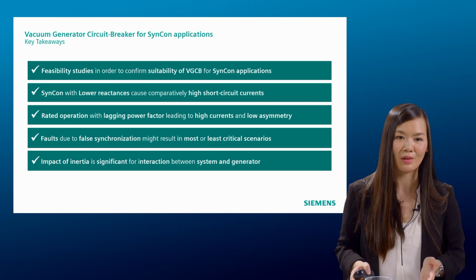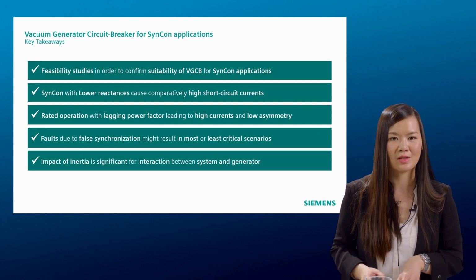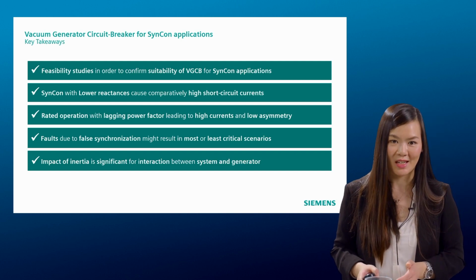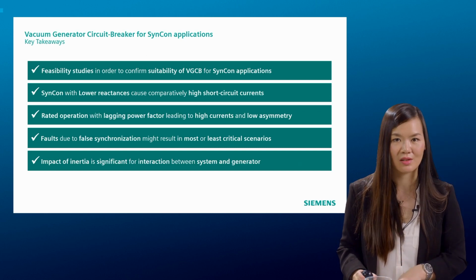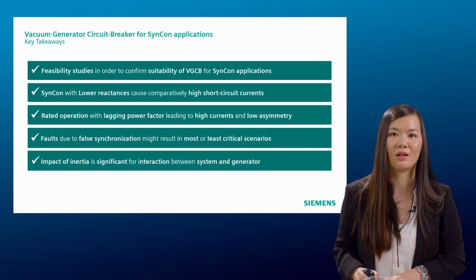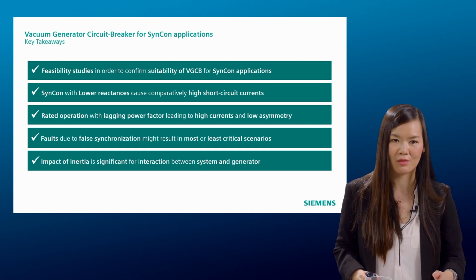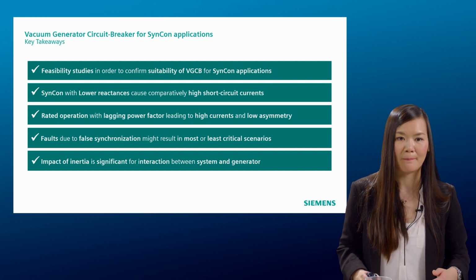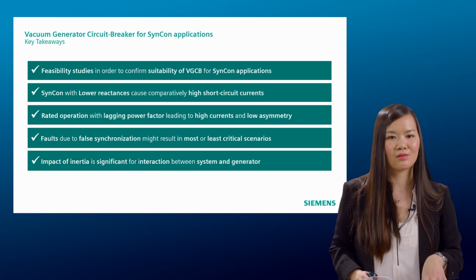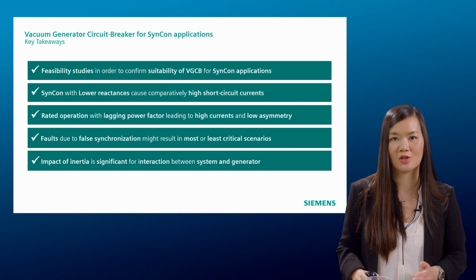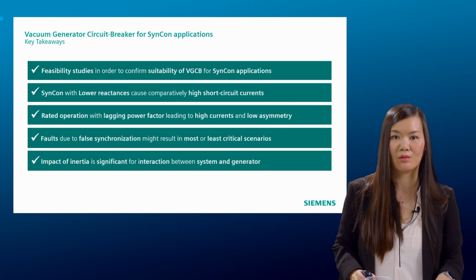You have seen also that the fault current due to fault synchronization, depending on the input data, might have very critical or not critical results at all. So it depends strongly on the input data. And of course, we have seen with our studies with different sets of machines and systems that the impact of inertia is quite significant for the interaction between the generator and the system. So that is what I can give to you.